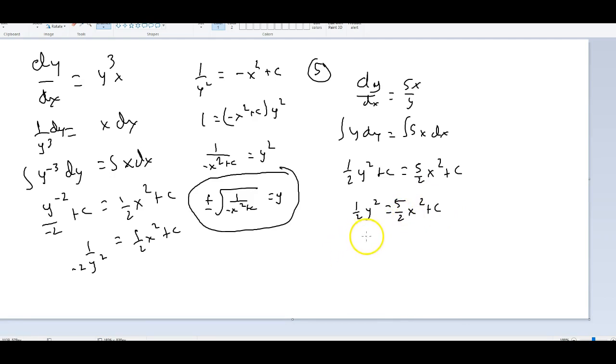Yes, because c minus c is clearly c. Multiply both sides by 2, and yes, I get 5x squared, plus obviously 2 times c is still c. Yep, and then y equals plus or minus the square root of 5x squared plus c. That's fun. There's your solutions.